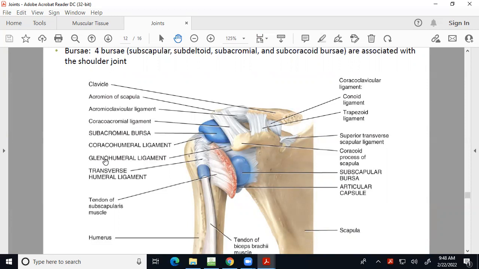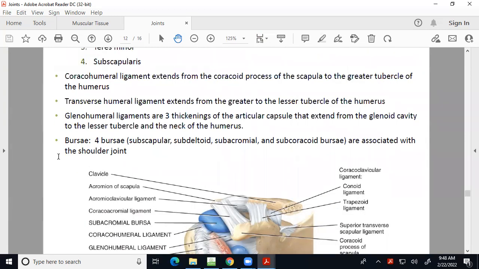Okay. The two ligaments listed above that, I want you to highlight what we call the coracohumeral and the glenohumeral ligaments. Okay. The coracohumeral ligament extends from the coracoid process, hence the name coraco, of the scapula to the greater tubercle of the humerus. Okay. Whereas the glenohumeral ligaments are actually three thickenings of the articular capsule extending from the glenoid cavity to the lesser tubercle and neck of the humerus.